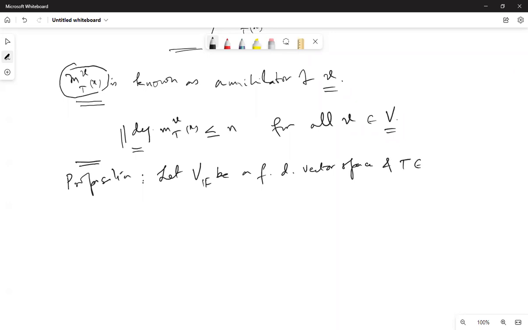And T belonging to L(V), right? Then there exists a Y in V such that m_{T,Y}(x) is exactly equal to m_T(x). See, this theorem would now control the degree of my minimal polynomial. This is what my aim was. Okay.